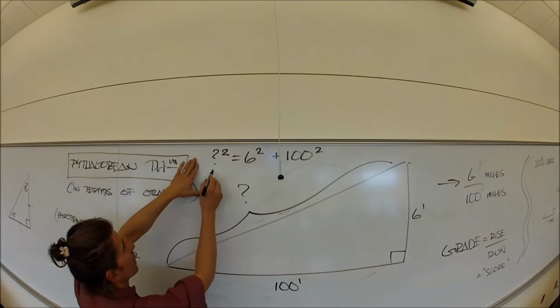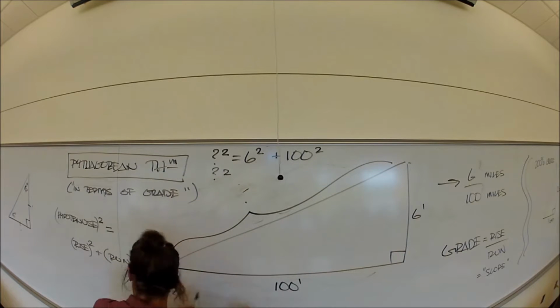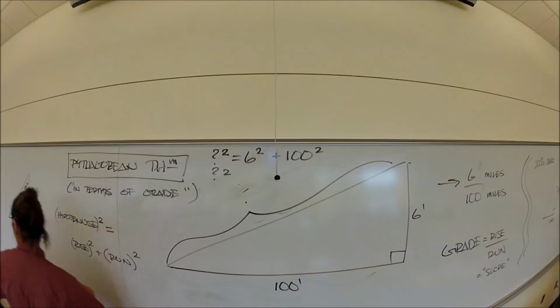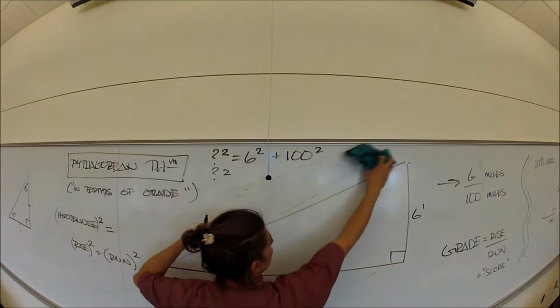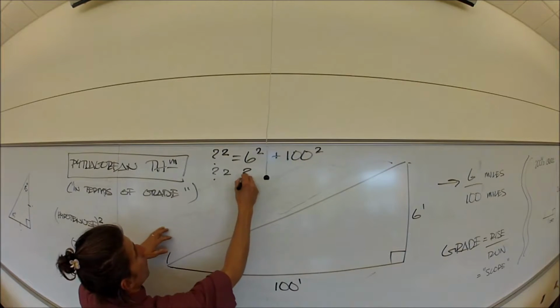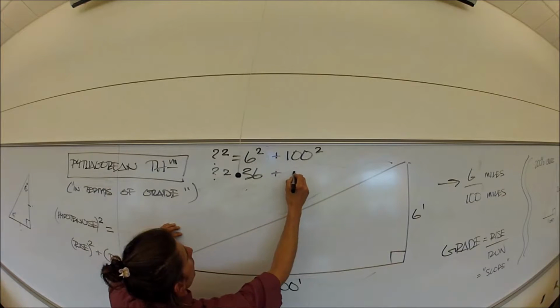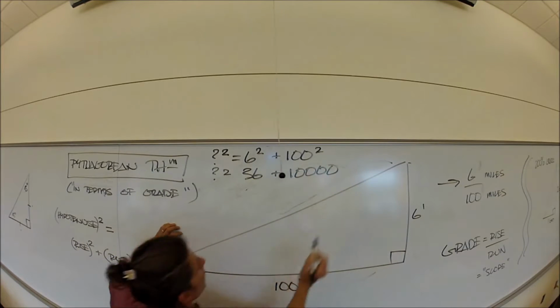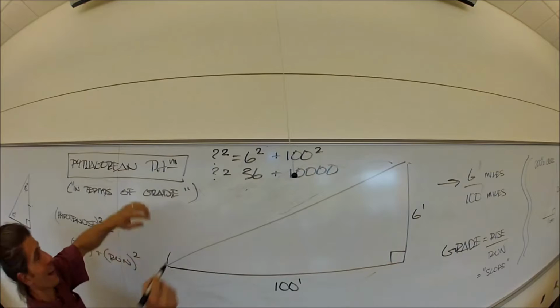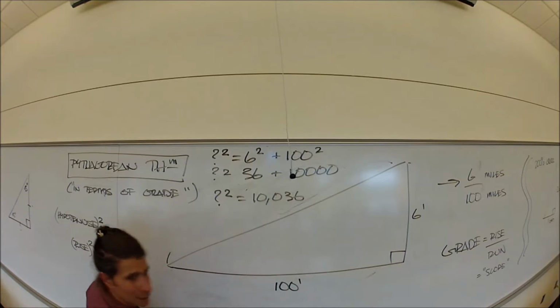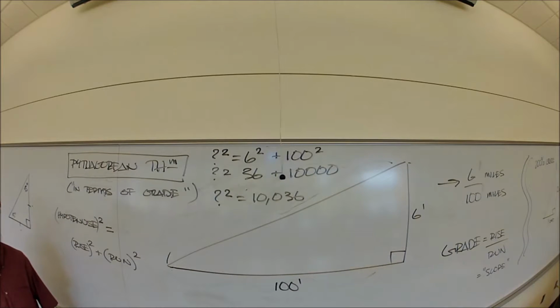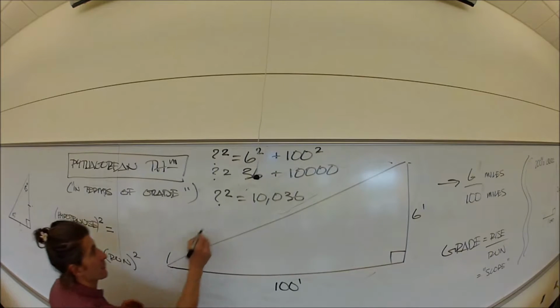And then we end up with the hypotenuse squared is 36 plus 10,000. With me so far? So the hypotenuse squared is 10,036. And then all we've got to do is figure out the square root of 10,036, which isn't that much more than 100. It's not that much more than 100, is it?